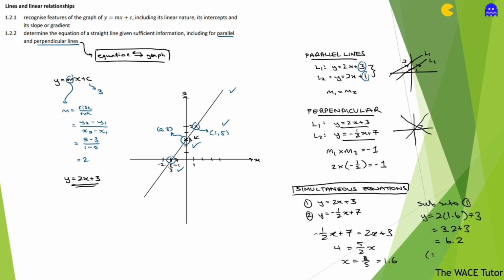So my point of intersection is the point 1.6, 6.2, or I can also represent this in fractional form as 8 on 5, 31 on 5. Okay? So this process of solving is known as the substitution approach to solving simultaneous equations. That's one approach, and the other approach is known as elimination, which I'll show you now.